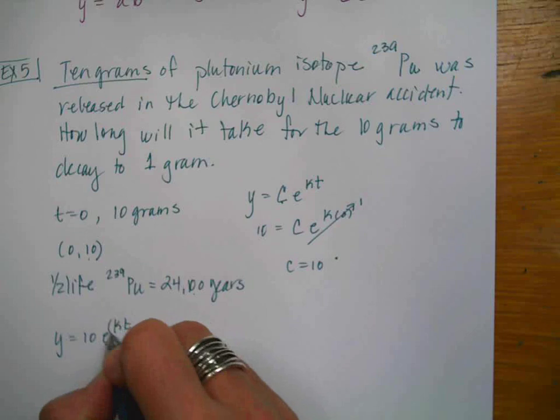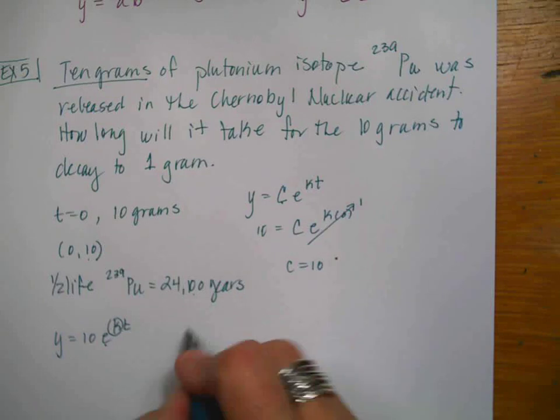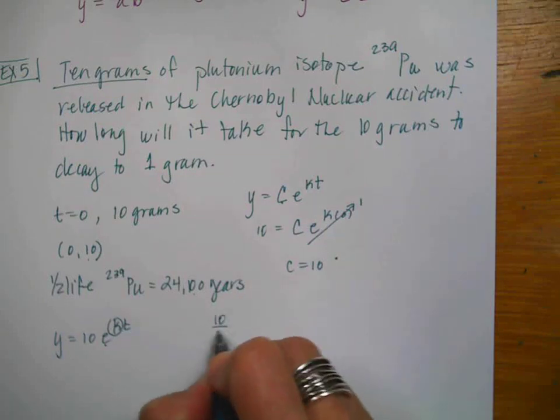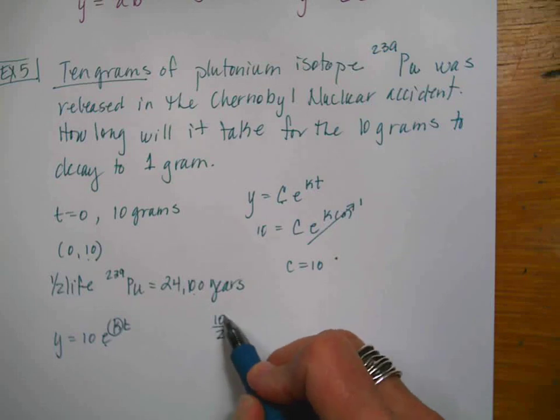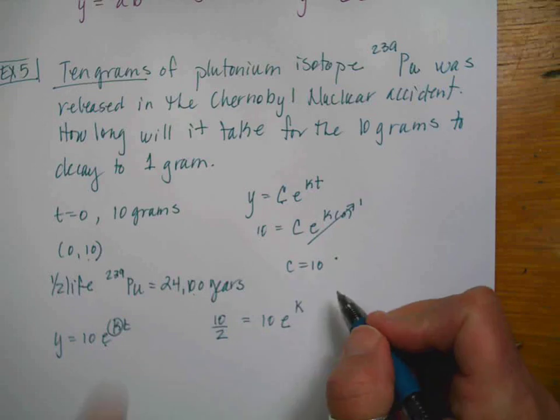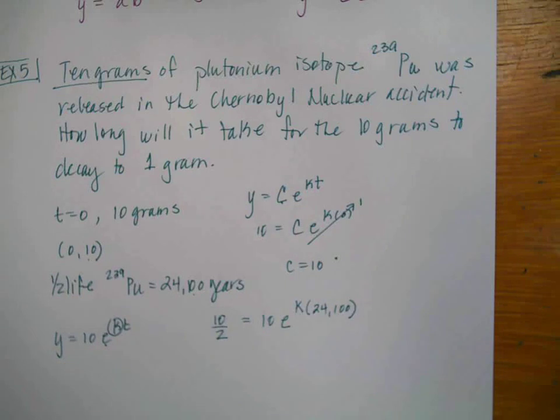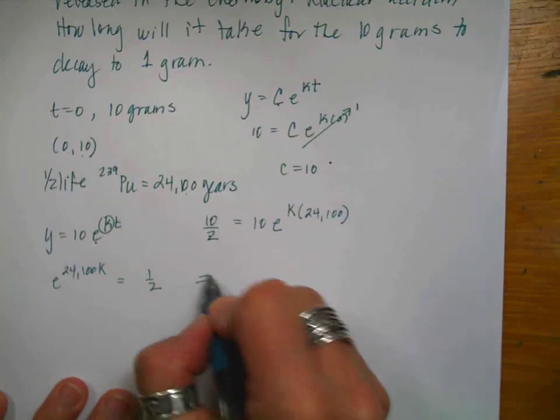All right, so the half-life is 24,100. I still don't know k, so I'm going to use the half-life. So I'm going to set up another equation. 10 divided by 2, so that would be half of the initial amount, is equal to 10e to the k, and the half-life is going to happen every 24,100 years. So the goal at this point is to solve for k. So I'm going to divide both sides by 10. So I get e to the 24,100k is equal to a half.